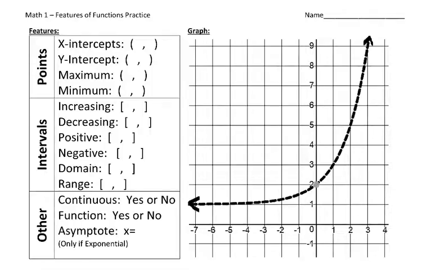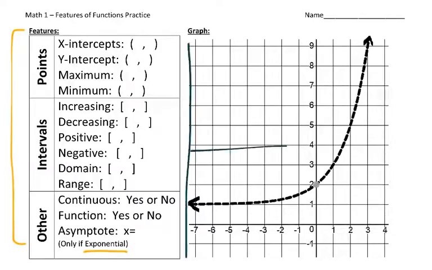So we're given the graph here, and we've got to find all these features. So let's first start with the points. Actually, let's start with the other. So looking at this, the first thing we should notice is it's got that exponential shape, doesn't it? Now, if we look left to right, is it a function? Well, if we were to draw that vertical line and run it across, it would only ever touch once, right? For every input, we're only going to get one output. So yes, it is a function.